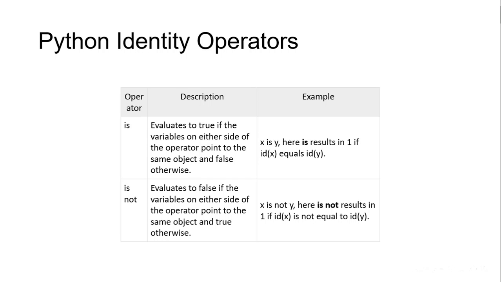And is not evaluates to false if the variables on either side of the operator point to the same object, and true otherwise. So if x and y point to different objects, that means they are not equal, then it returns true. And if x and y refer to the same object, then it returns false. So these all are the operators in Python.